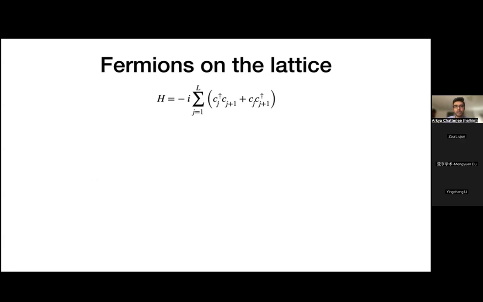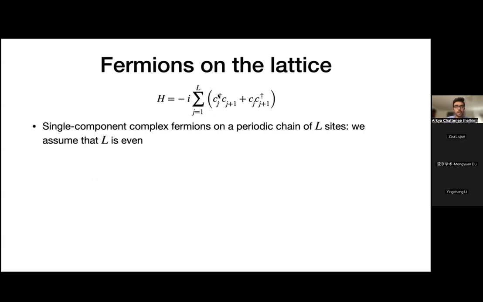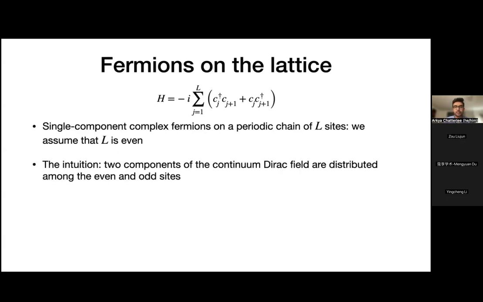So the way we'll talk about the fermions on the lattice is by considering this kind of a tight binding Hamiltonian, where there are fermions on each site of an L-site chain. We'll consider periodic boundary conditions here for simplicity, but we can also deal with the anti-periodic case. We'll assume that L is even, and the intuition for this is that in the continuum, the Dirac field has two components. So the central idea of this model is to distribute the two components among the even and odd sites of the lattice.